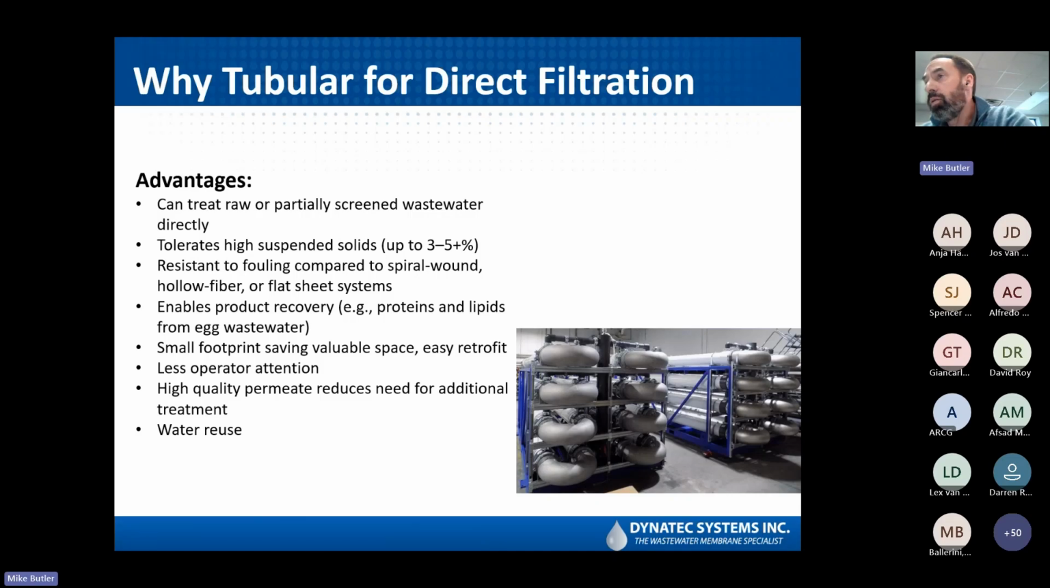The advantages of using tubular UF versus other types of UF or other types of filtration is the ability to treat raw or just partially screened wastewater, which reduces the amount of upstream screening or filtration before a UF. High solids are acceptable. It's more resistant to fouling than other types, and it enables greater product recovery.